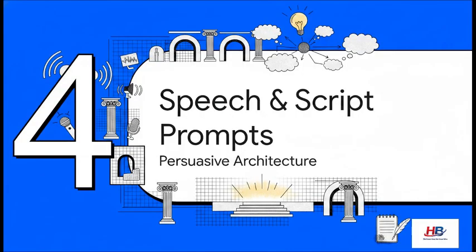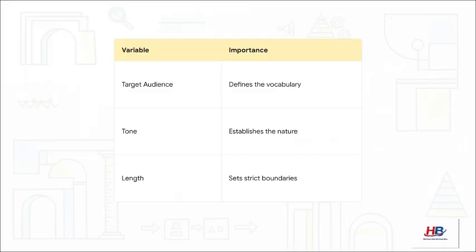On to Section 4, Speech and Script Writing. Let's talk about persuasive architecture. Now, if you are trying to command an audience with a speech, you have 3 non-negotiable pillars: target audience, tone, and length. As you can see, the target audience completely defines the vocabulary and emotional resonance. You wouldn't use the same jokes or pacing for a corporate board of directors that you'd use for a high school graduation, right? Next, tone.